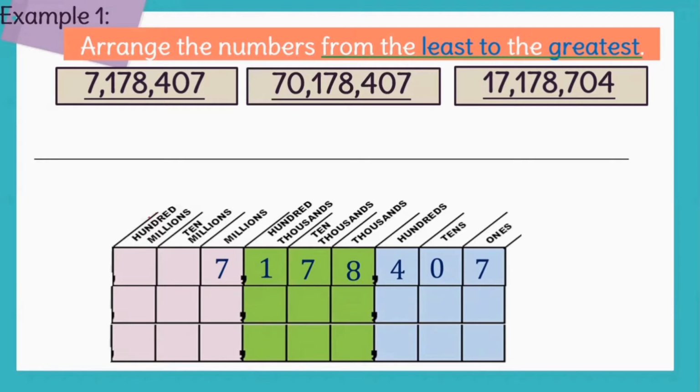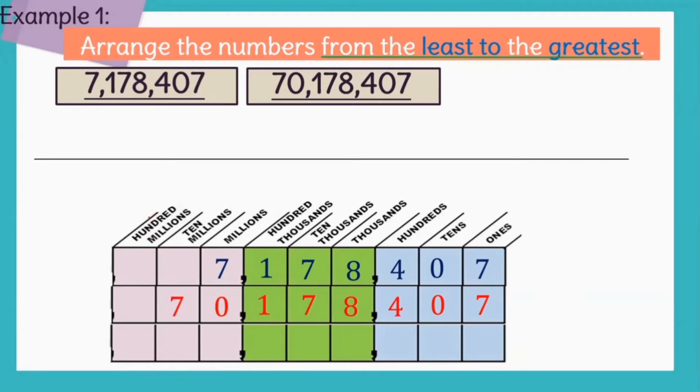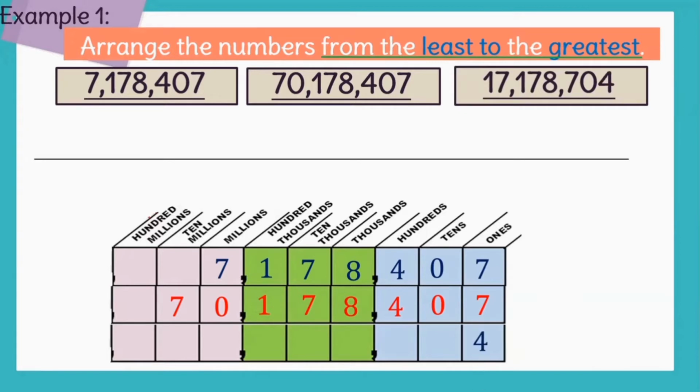Second number we have 7 ones, 0 tens, 4 hundreds, 8 thousands, 7 10,000s, 1 100,000s, 0 millions, and 7 10 millions. The third number, we have 4 ones, 0 tens, 7 hundreds, 8 thousands, 7 10,000s, 1 100,000s, 7 millions, and 1 10 millions.